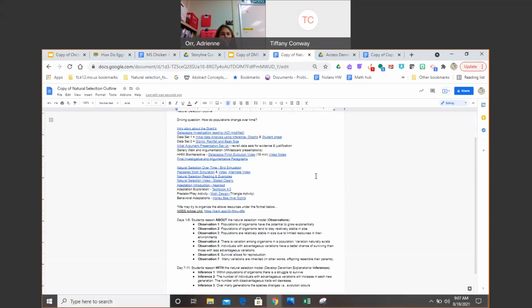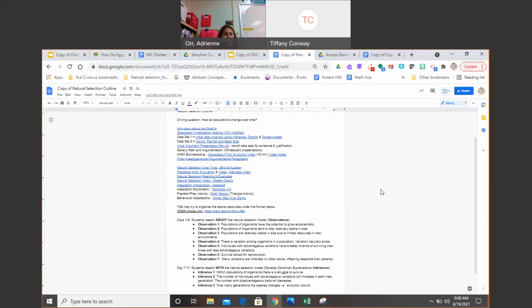Then from there, we do the Gizmo on rainfall and beak size. I don't know if you guys used that Gizmo last year, and hopefully you already know we do have Gizmos for this year. So that'll be good. That Gizmo gives them information about how the rainfall does affect it. And then we have them start setting up an initial argument like the ADI process, using the data they had and the Gizmo they just did.